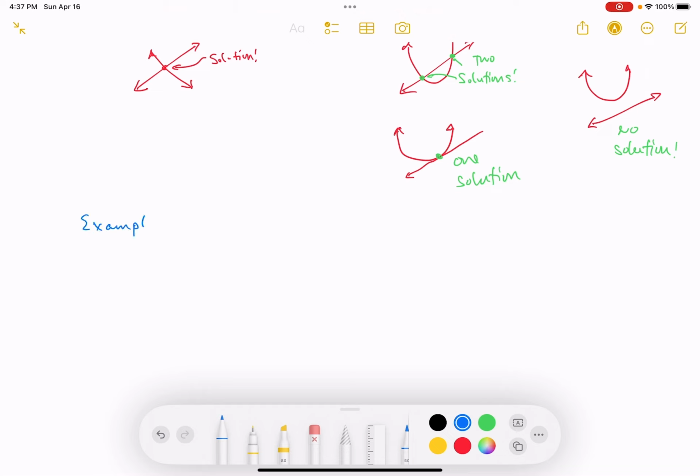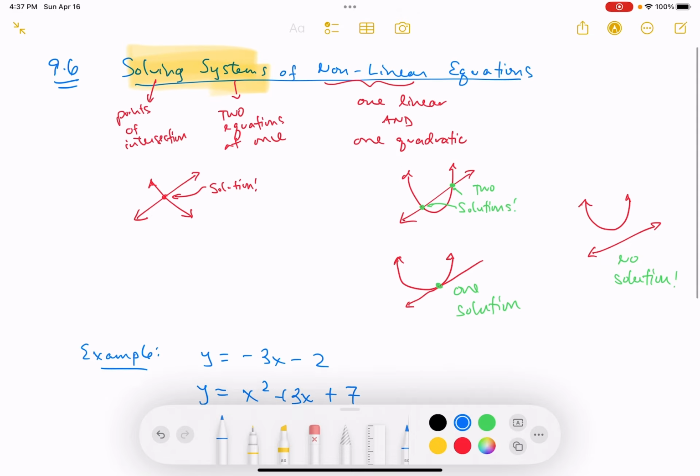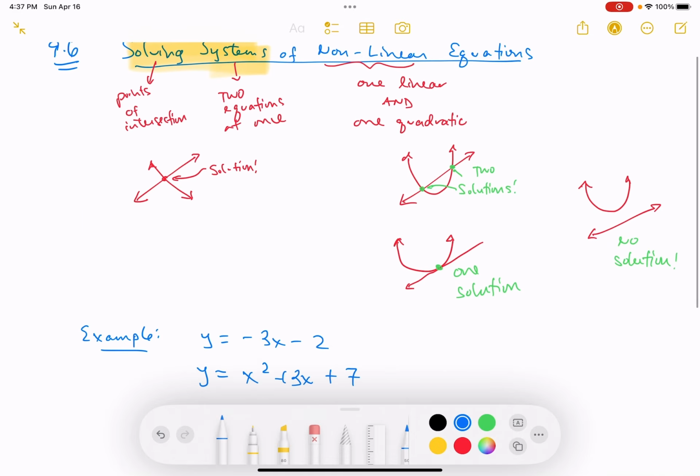Here's an example. I have a linear equation and a quadratic equation. So two equations together makes a system. If I'm trying to solve the system, I'm looking for where the linear and the quadratic intersect. And remember, it could be any one of those three possibilities on the right there.